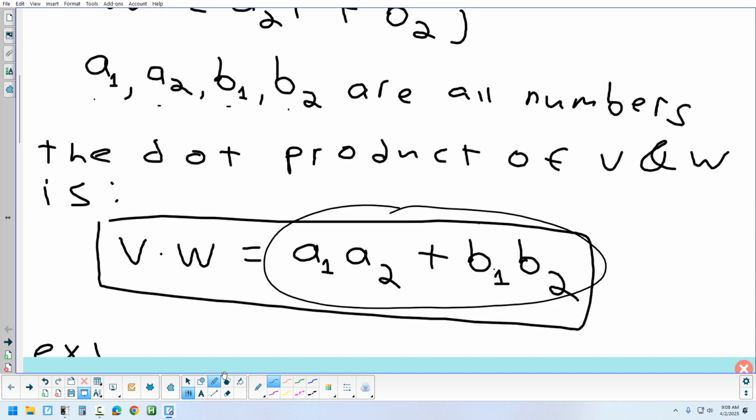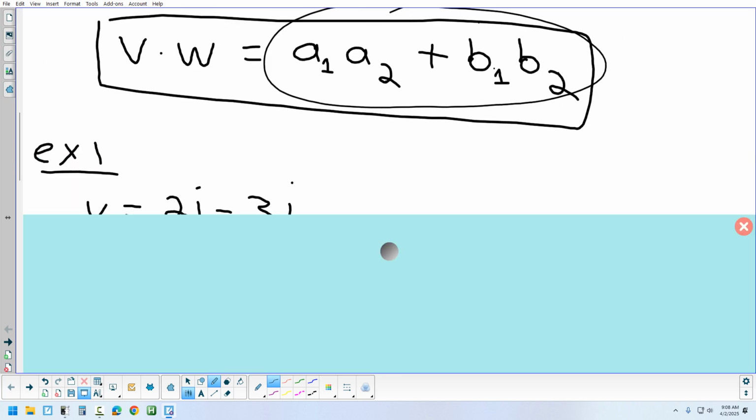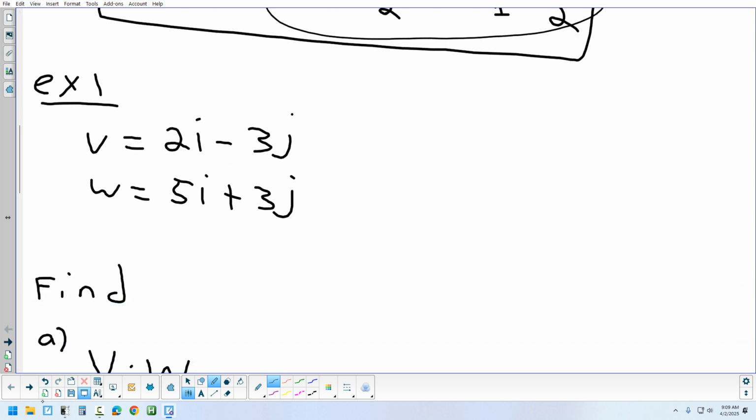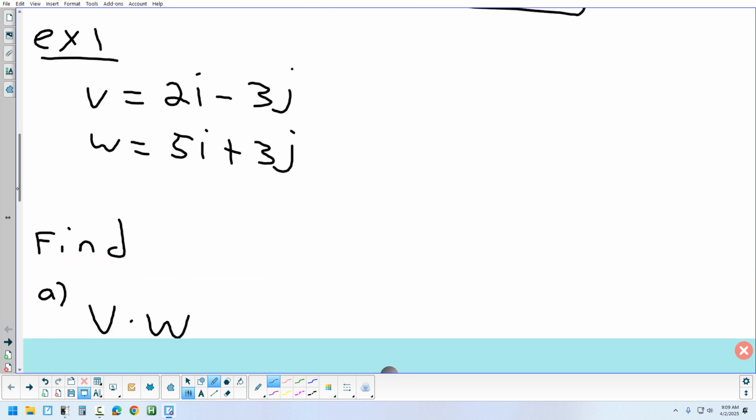Okay, so we'll practice finding a dot product, and then I'm going to show you what we use it for. Here's two vectors, 2i minus 3j, and 5i plus 3j. The way you pronounce what they want you to find here is v dot w. That's how you say it. We're going to find v dot w. Then we'll do w dot v. See what happens.